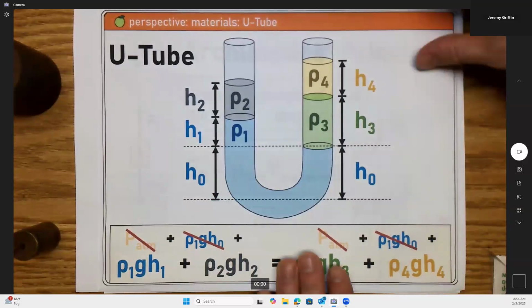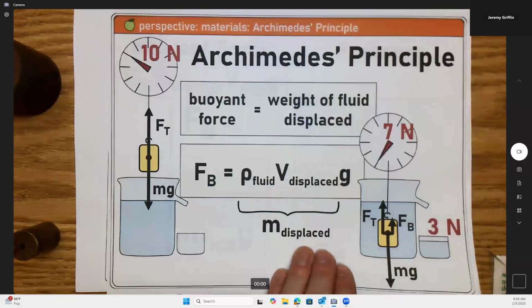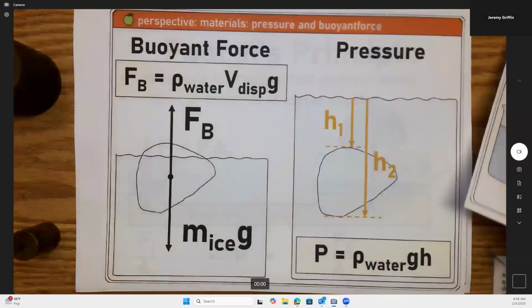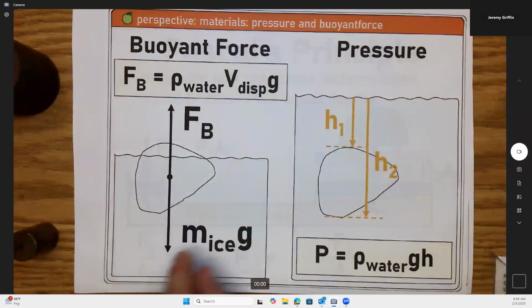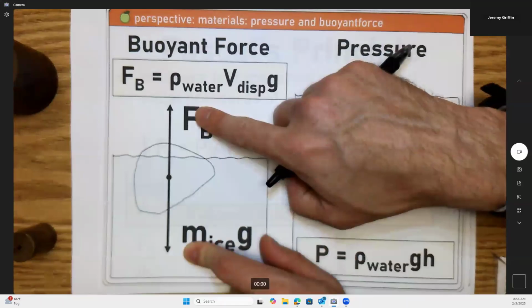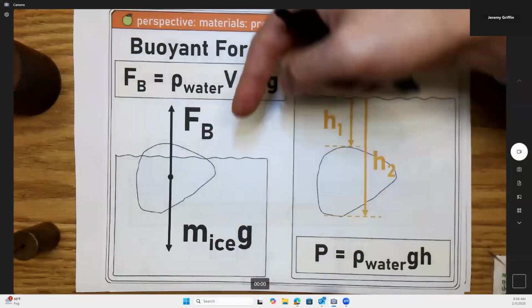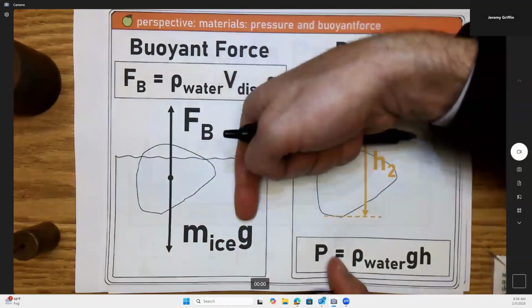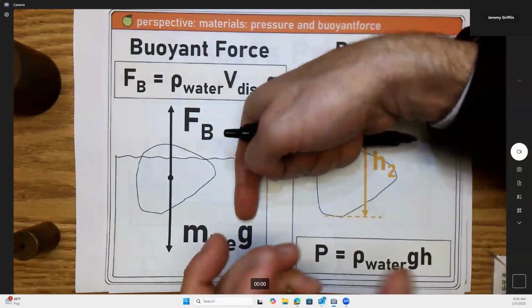All right, so let's go back to Archimedes' principle right here, or this one if you like. So can the buoyant force ever be more than the weight? Well, if you took a ping pong ball and you forced the ping pong ball down below the water, the ping pong ball weighs a little bit.